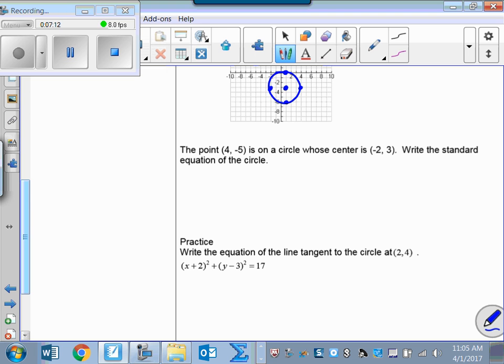All right, what do we got now? The point 4, -5 is on a circle whose center is -2, 3. We did one just like this a minute ago. So I'm going to let you pause here and do this one, and I'll put the solution up. So you pause and do this one and come right back.